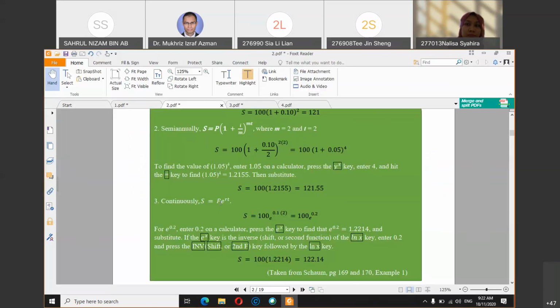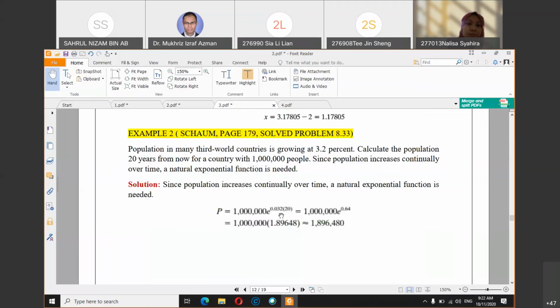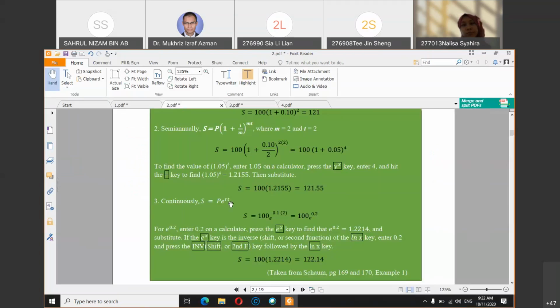P is the principal value multiplied by the exponent of R times T. R is the growth value or the interest rate value, and T is the time. So 0.033 is the interest or growth rate value multiplied by the time, 20 years. So this is what was done. It would be easier to follow if you had provided the raw formula there.